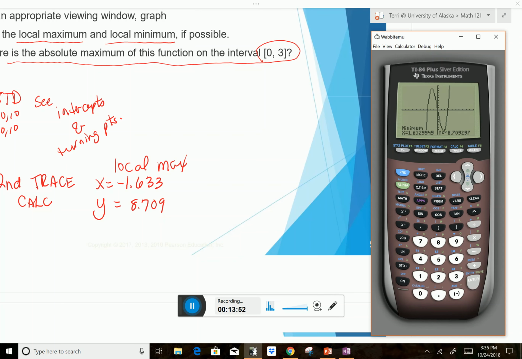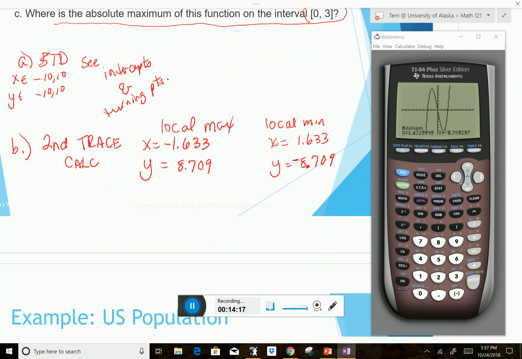So my local minimum is at x equals 1.633 and y equals negative 8.709. So it's actually just the opposite. Oh, negative. Can't see that very well right there, but it does say negative, and it looks like it's negative also. Okay, so now it's asking us a different question.